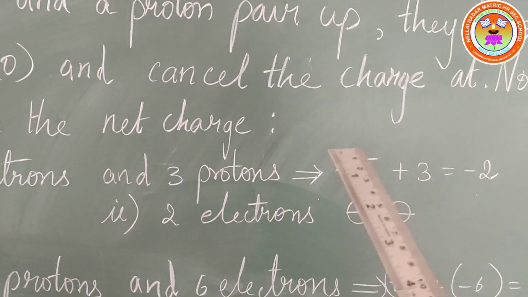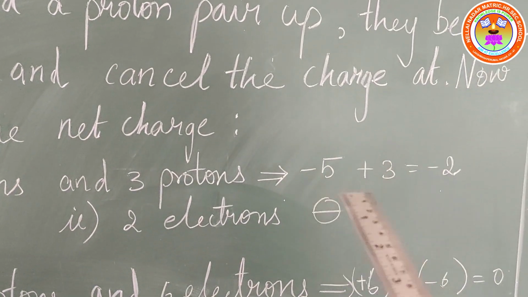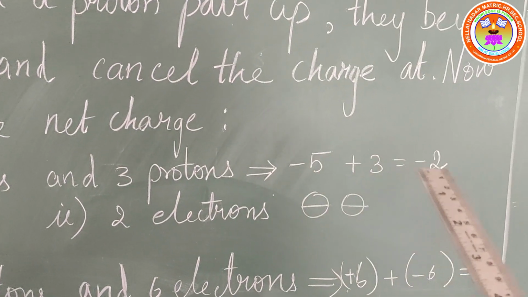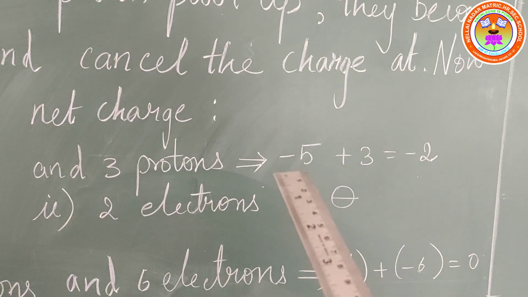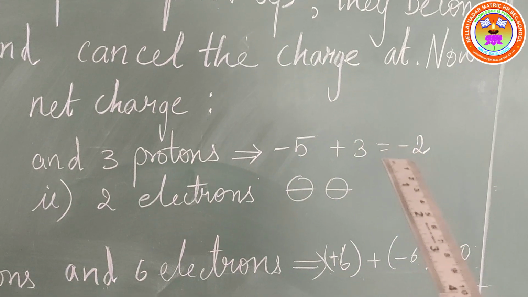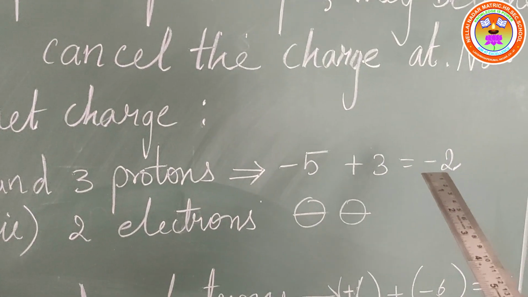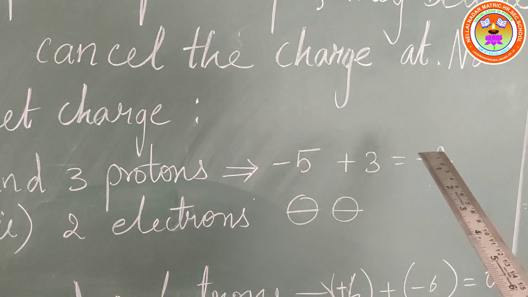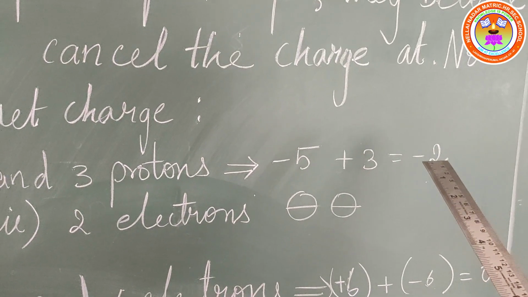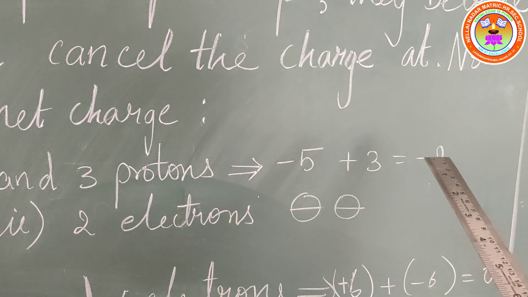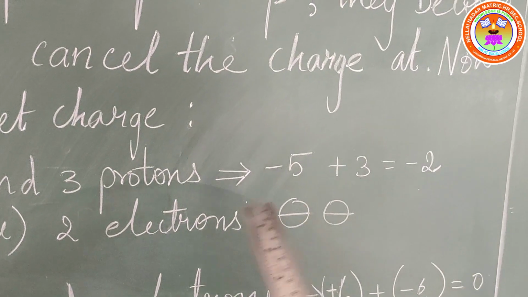So what is the value? Minus 5 plus 3. You have to subtract the numbers. So 5 minus 3 is what? 2. And the greater number is having the minus symbol, so it is minus. So here the value you got is minus 2. Now does minus represent protons or electrons? Electrons, yes. So it is 2 electrons.